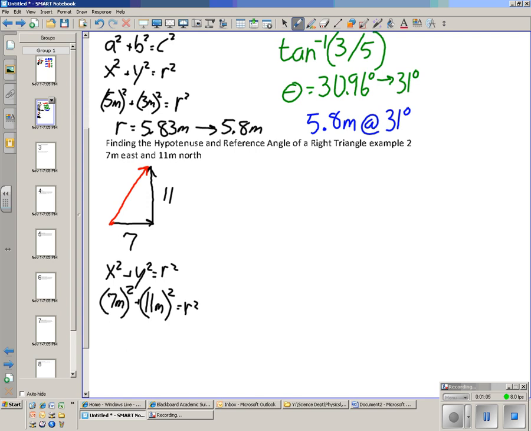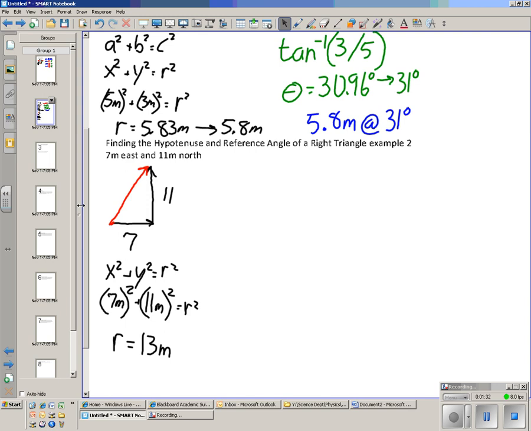Well, I know that's going to be 49 meters squared plus 121 meters squared, and then take the square root. Let's see, so that would be, oh, that looks to be about actually 13 meters. Okay, so r equals 13 meters. Pretty much exactly. That's nice. So 13 meters.